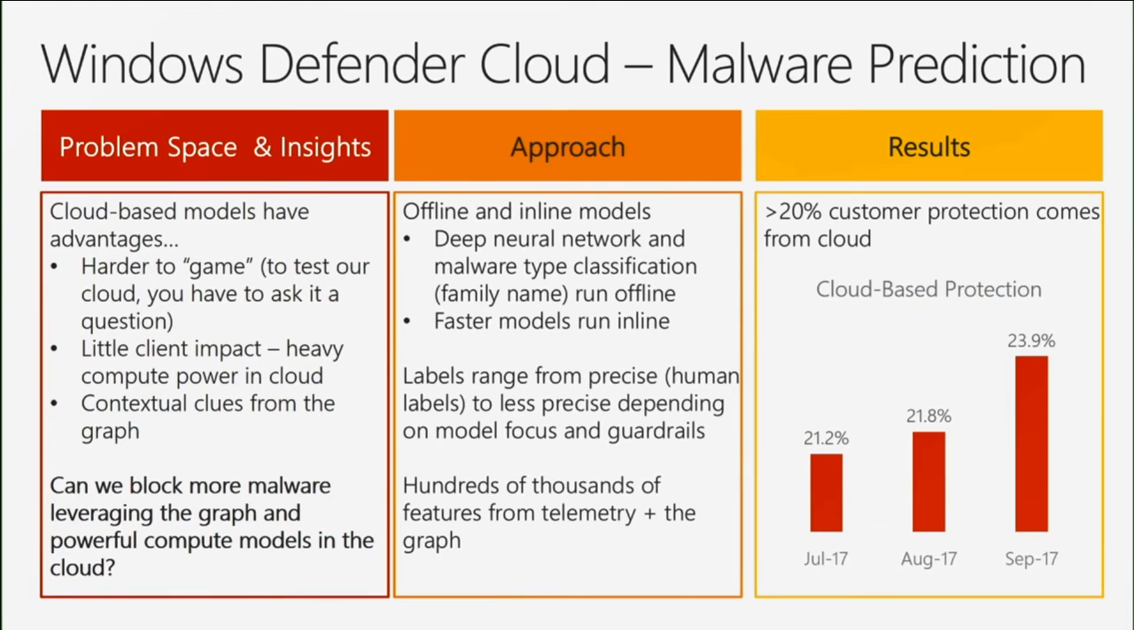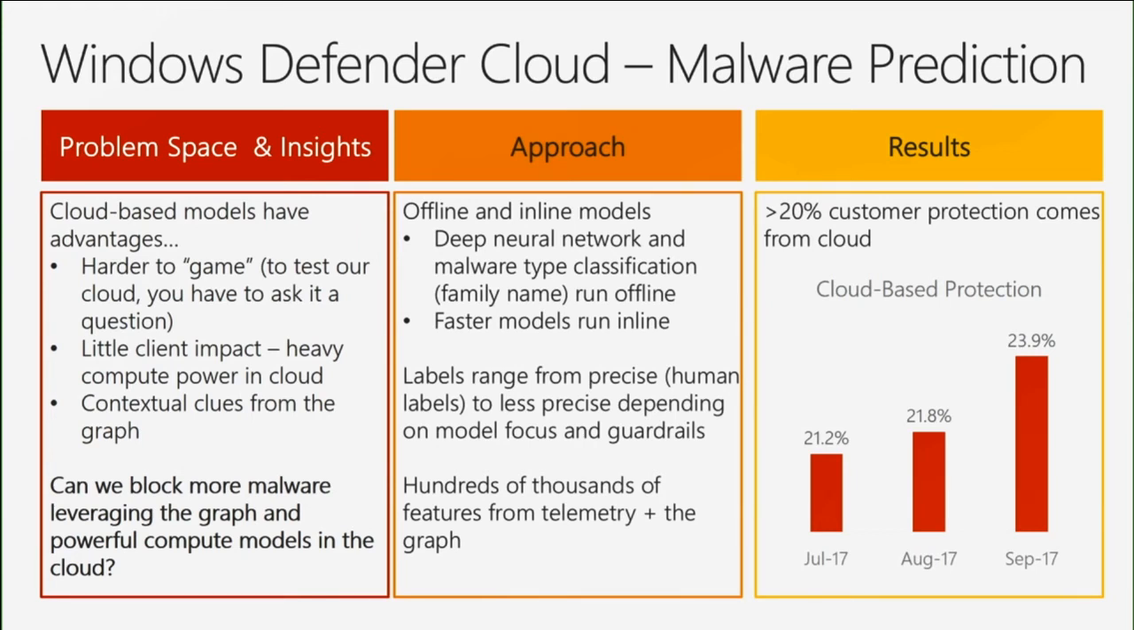The other benefit to having cloud-based models is that they don't require a lot of client compute power. Right? You build these heavy, intense, incredible models, and use your cloud compute to do that. The client and the customer has no impact, right? They just get the answer. In addition to that, we can use all the contextual clues from the billion-plus signals that are in our security graph in the cloud. You can't push that down to the client. So a lot of good reasons to focus on cloud-based protection.